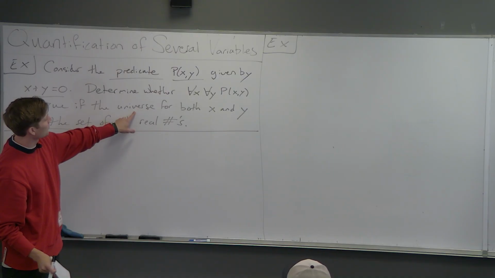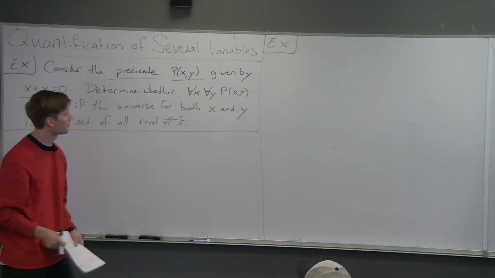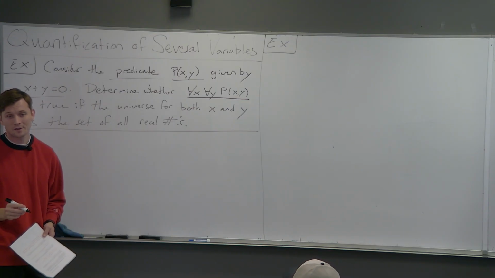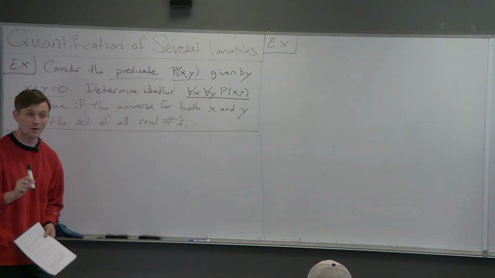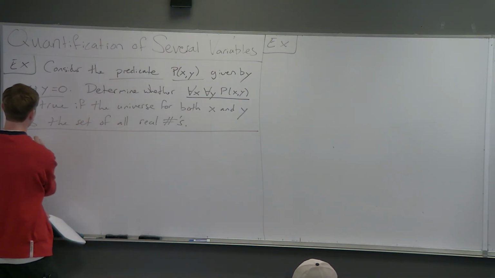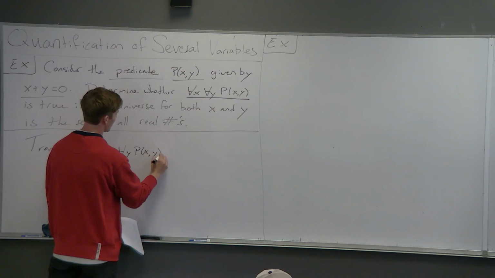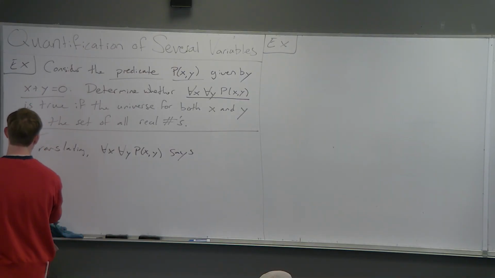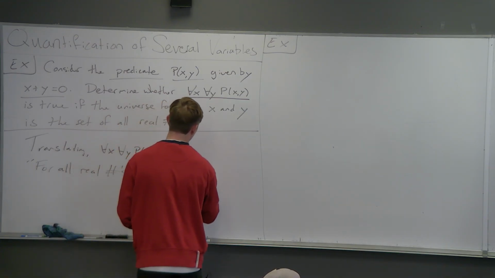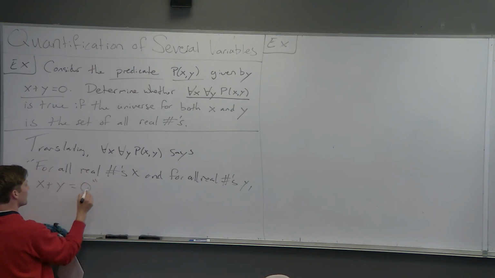But if we take our universe for both x and y to be the set of all real numbers, then we can make this predicate into a proposition by quantifying the variables. Let's try this one right here. Let's determine whether for all x and for all y, P of x, y is a true statement or a false statement, provided that the universe is the set of all real numbers for both variables. Notice the universes could be different for each one of the variables. Translating, for all x, for all y, P of x, y says: for all real numbers x and for all real numbers y, x plus y is equal to 0.